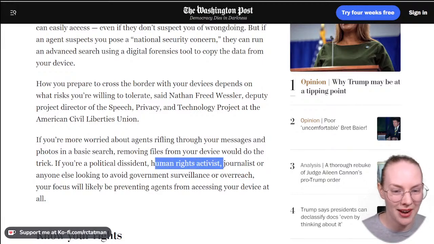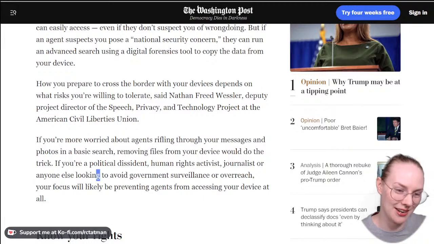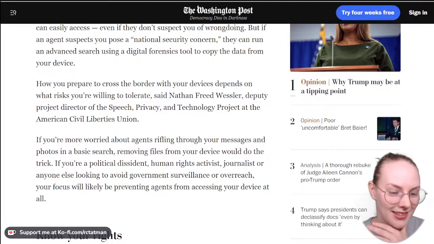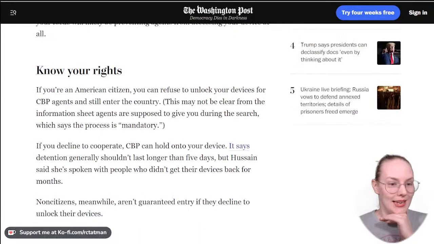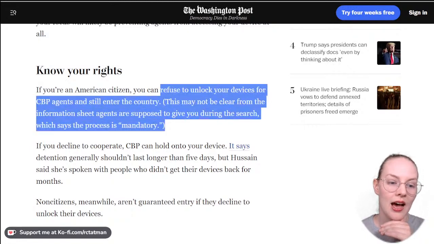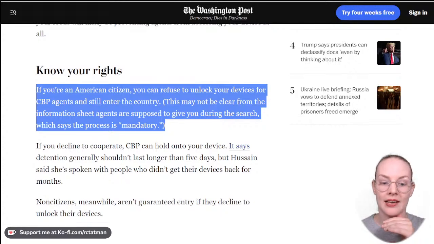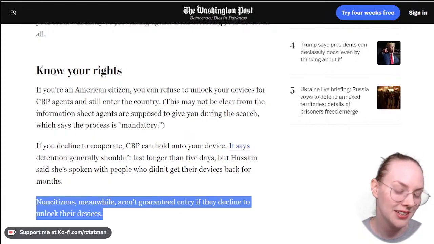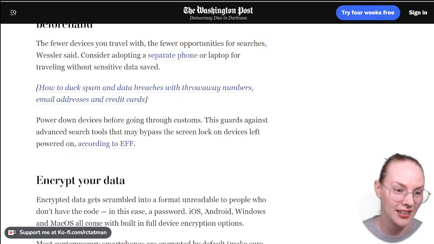If you're a human rights activist, journalist, political dissident, or anyone else looking to avoid government surveillance or overreach, your focus will likely be on preventing agents from accessing your device at all. What a world that we live in, where human rights activists... anyway. If you're an American citizen, you can refuse to unlock it. I believe that is only the case if you do not have biometrics turned on, is what I've heard. So turn off fingerprint sensing, turn off using your face to unlock. Non-citizens aren't guaranteed entry if they decline to unlock their device.